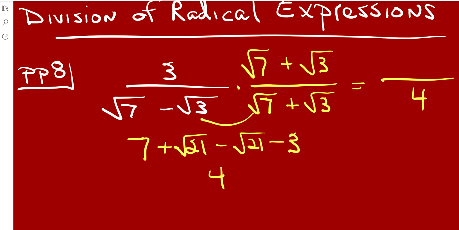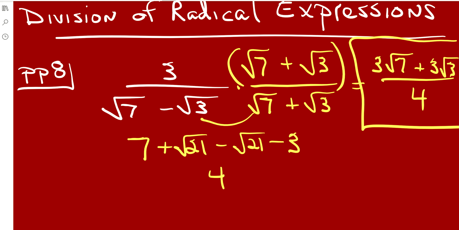Okay, and then let's see, what do we got here on top? 3, I've got to distribute that to the top. 3 times the square root of 7 is 3 root 7 plus 3 times the square root of 3, which is 3 root 3. And there's nothing I can do with that. To simplify it, I could take a 3 out, but that's not going to help with simplifying at all. So this would be my final answer for that one.